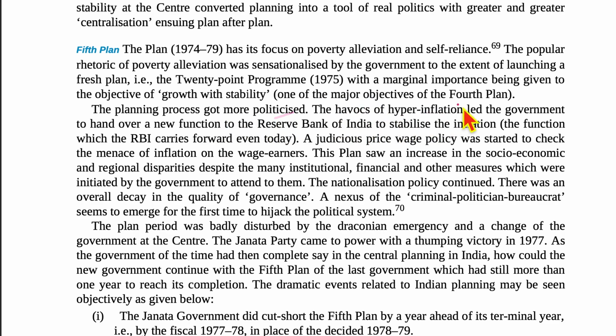The havoc of hyperinflation led the government to hand over a new function to the Reserve Bank of India to stabilize inflation, a function which RBI carries forward even today. A judicious price-wage policy was started to check the menace of inflation on the wage earners. The plan saw an increase in socio-economic and regional disparity despite the many institutional, financial, and other measures which were initiated by the government to attend to them. The nationalization policy continued. There was an overall decay in the quality of governance.